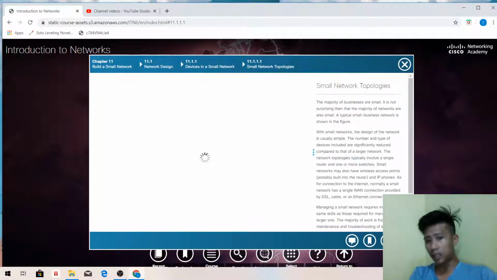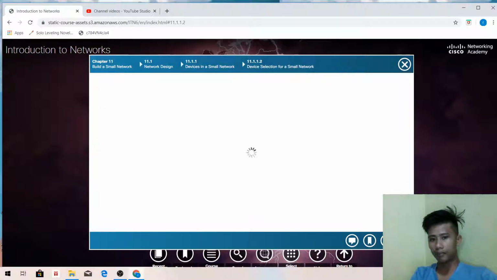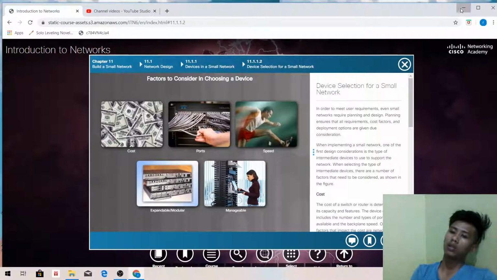So to start, we're going to look at small network topologies. The majority of businesses are small, so it is not surprising that the majority of networks are also small. A typical small business network is shown in the figure. With small networks, the design of the network is usually simple. Device selection for a small network.